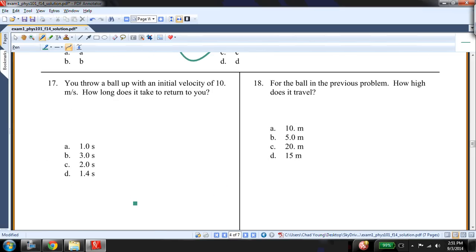Throw a ball up with an initial velocity of 10 meters per second. How long does it take to return to you? So I have a ball, it goes up and back down again. You have an initial velocity equal to 10 meters per second.